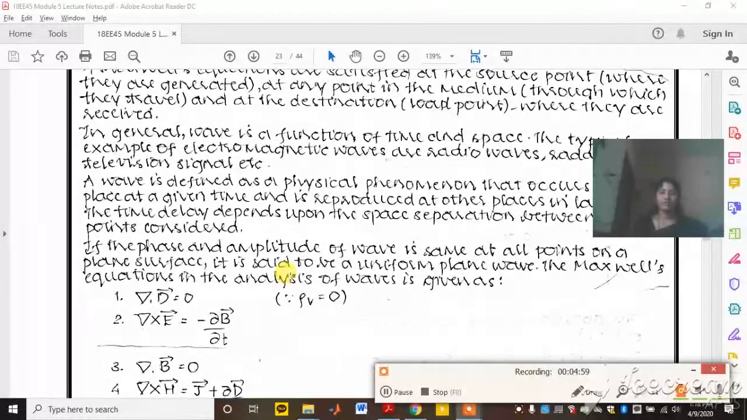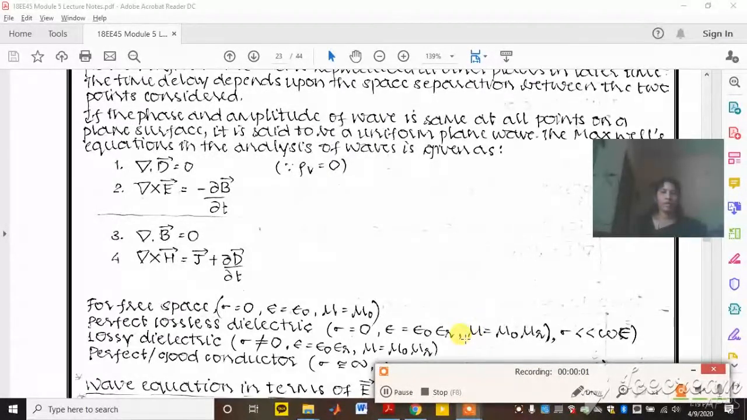To analyze the wave propagation equation, the following Maxwell's equations are utilized. This Maxwell's equation under time varying field has to be utilized for the analysis of wave propagation equation.